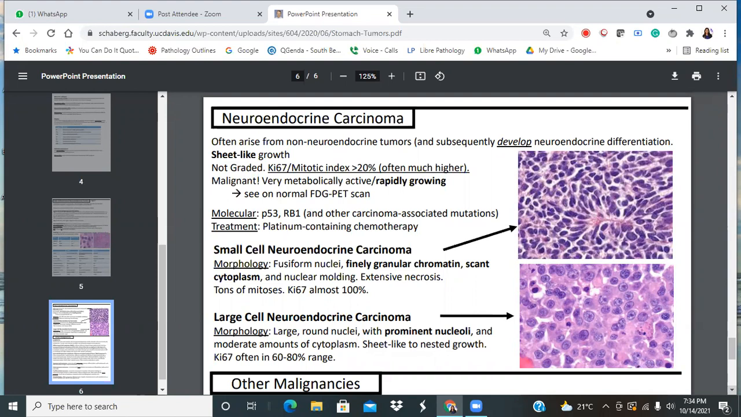Treatment is platinum-containing chemotherapy. Then we have small cell neuroendocrine carcinoma. Morphology: fusiform nuclei, finely granular chromatin, scant cytoplasm, nuclear molding, extensive necrosis, tons of mitosis, and Ki67 100%. So the classic small cell. Then large cell neuroendocrine carcinoma. Morphology: large round nuclei with prominent nucleoli and moderate amounts of cytoplasm, sheet-like to nested growth, and Ki67 often in the 60 to 80% range.